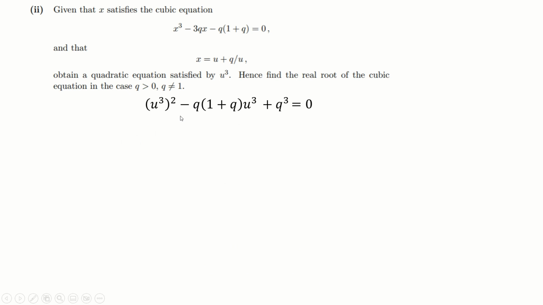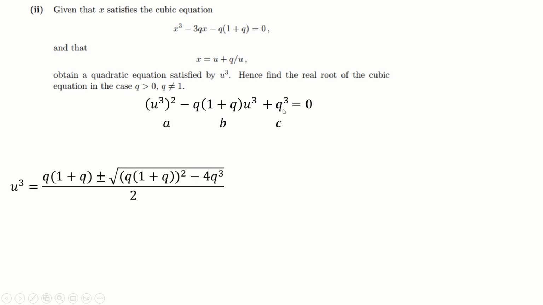To solve this, we could try and factorize if we really wanted to. Maybe it would work, but maybe it's just easier to get out the quadratic formula in terms of u cubed. So a is clearly 1, b is minus q into 1 plus q, and c is q cubed. So okay, we just put that all in there. And this is a bit of work, I guess. I haven't bothered to put this minus here because you're squaring it anyway, just in case you were wondering. And then this minus is just a minus b there anyway, so it goes away.